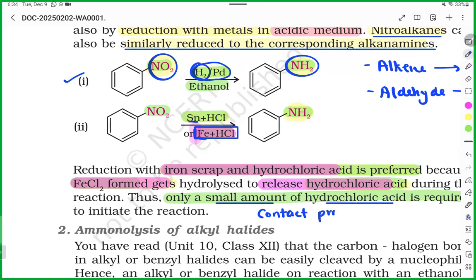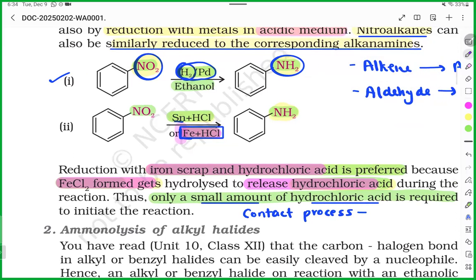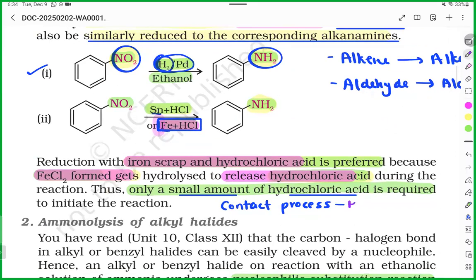Samarth, what is this contact process for? Sir, manufacturing of sulfuric acid. And why am I mentioning this part here?